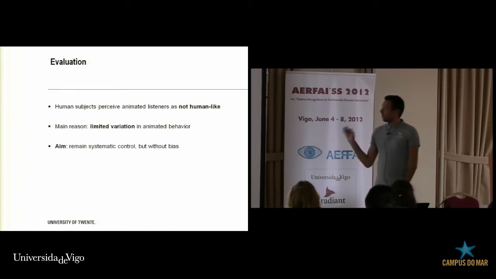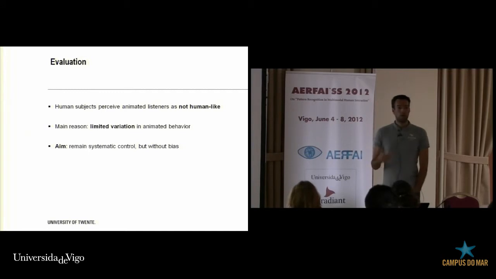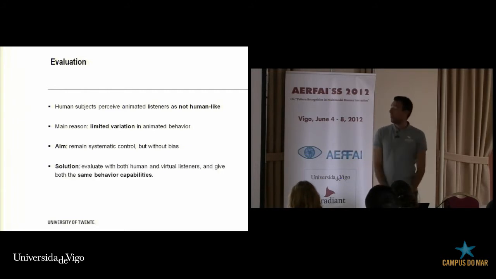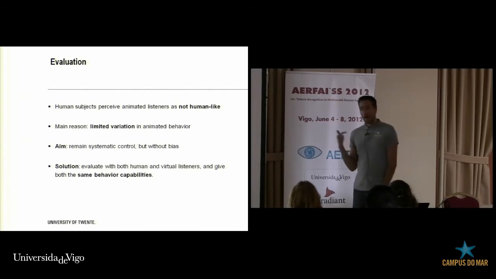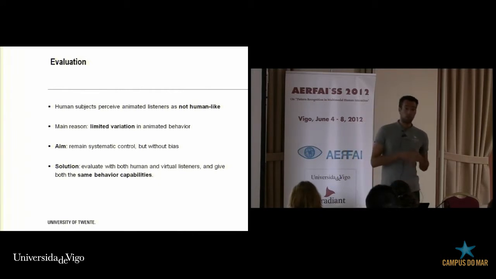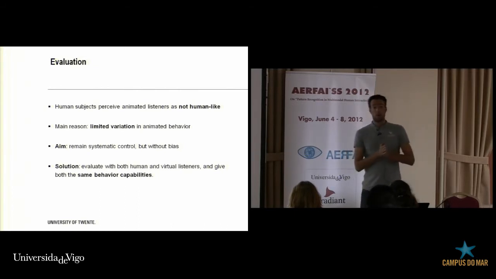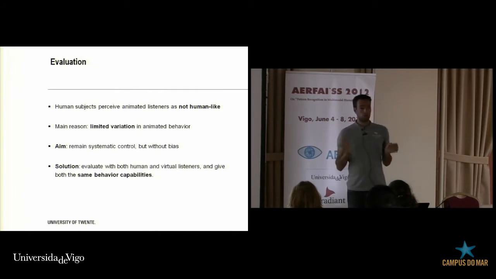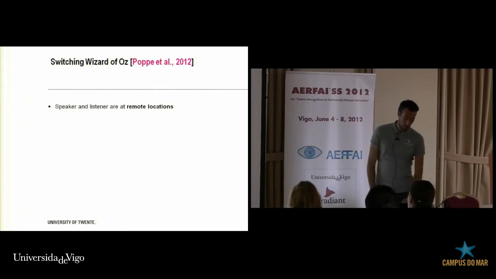So we're still aiming for this systematic control, but we don't want to have this bias that people always say, hey, this is not normal because there's only this animated behavior. So our solution is to have both a human listener and an algorithm at the same time, and then give them the same expression capabilities. So make sure they can perform the same behavior. That means that we have a human that might be nodding, and we have an algorithm that might also be nodding. They should look the same. They should be able to do the same kind of behavior.